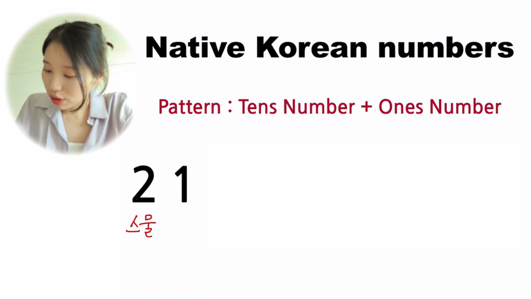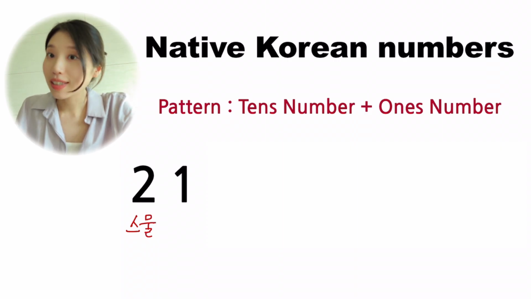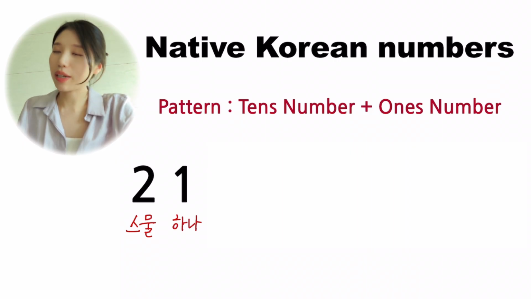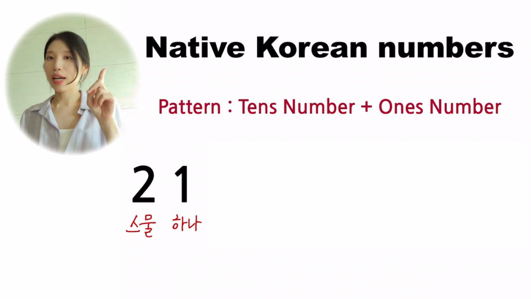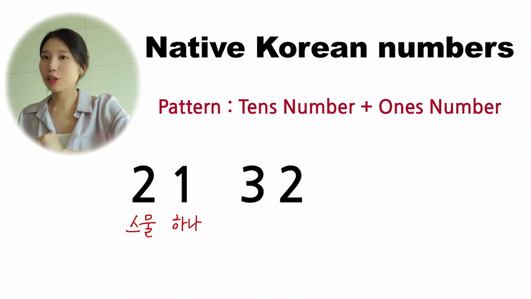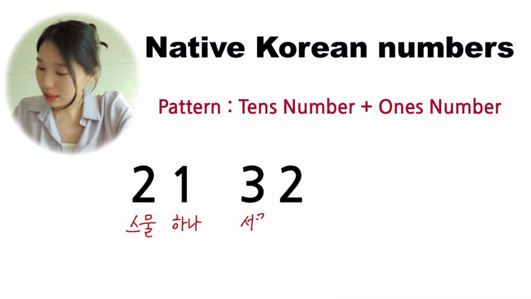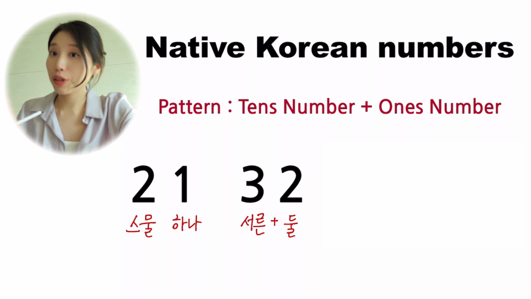스물. And one, 하나, right? 하나. So just combine them together. 스물하나. 32. What was 30? Yes, 서른. And two in native Korean number, 둘. So 32 in native Korean number is 서른둘.